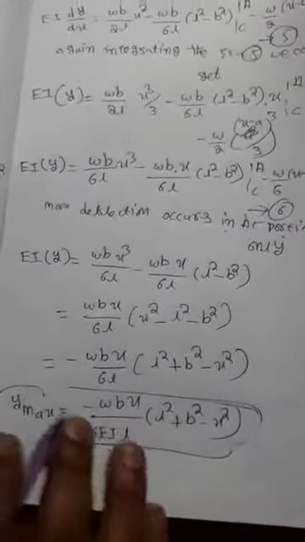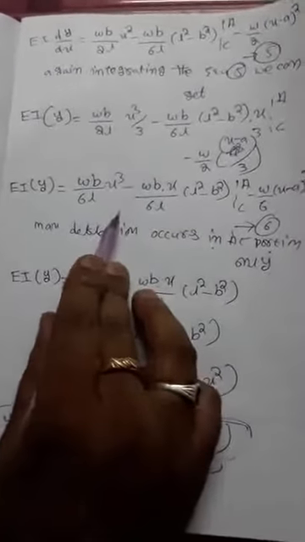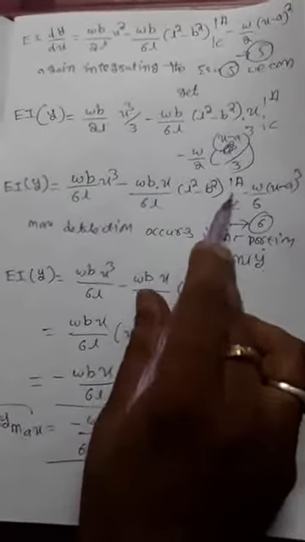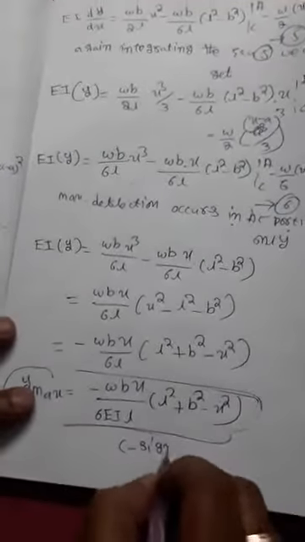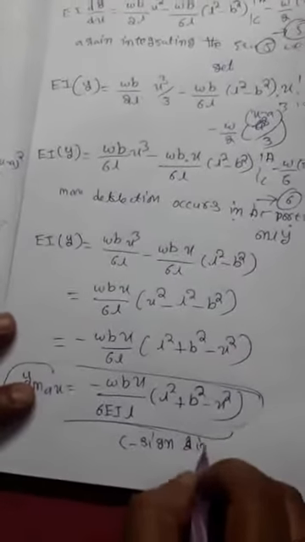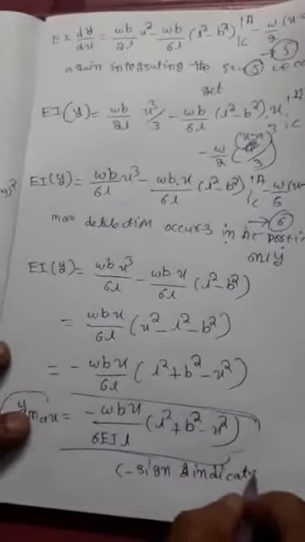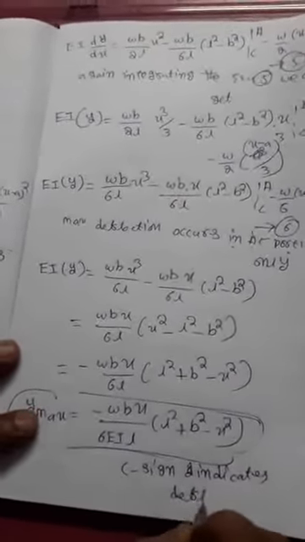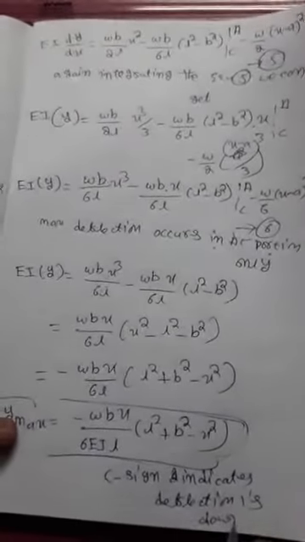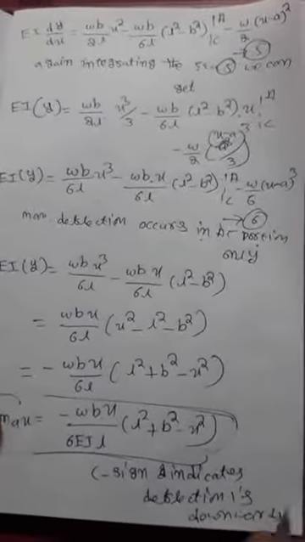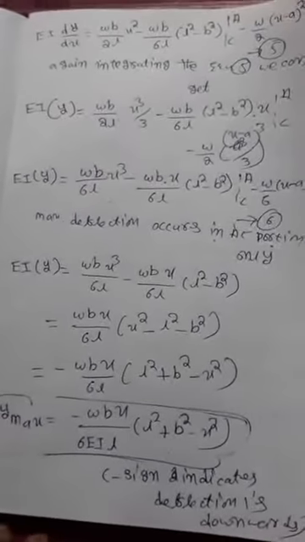This is the y maximum after simplifying equation number 6 up to the dotted lines only, that is the AC portion only. The minus sign indicates the deflection is downwards. Okay, this is today's class.